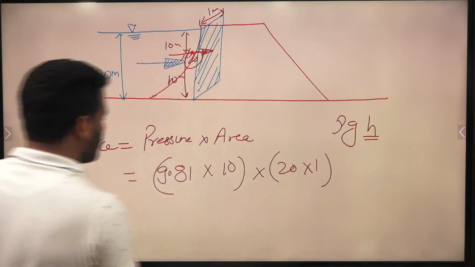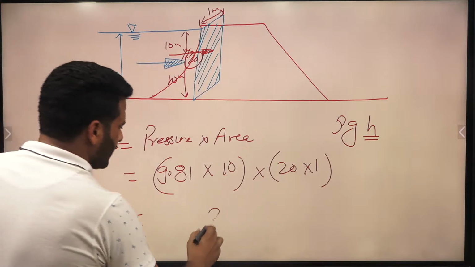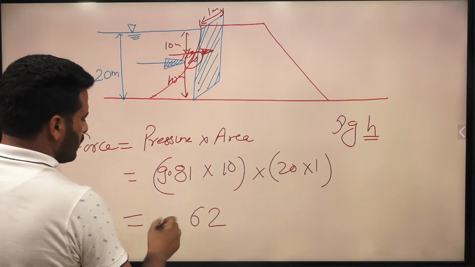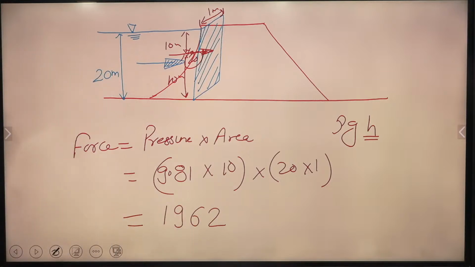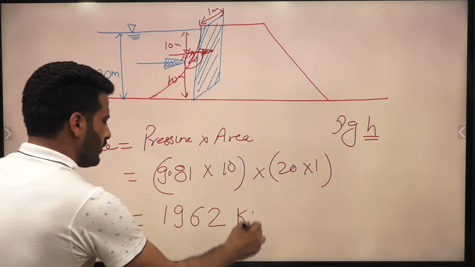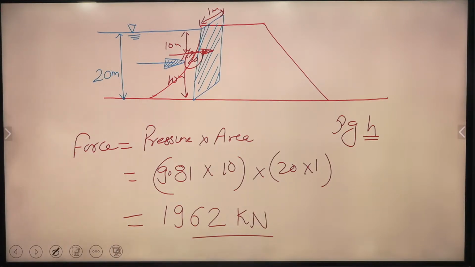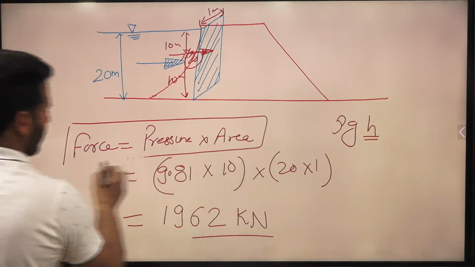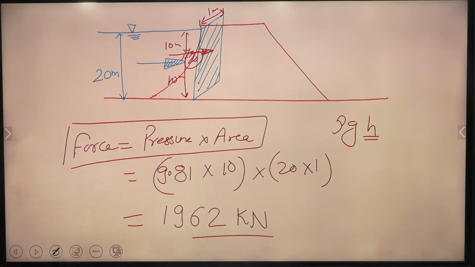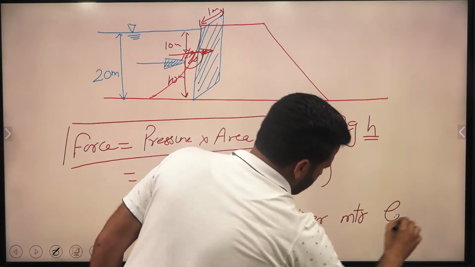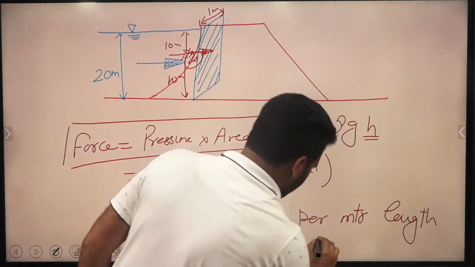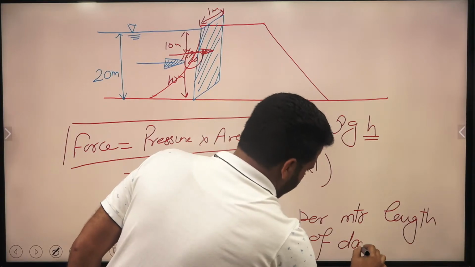So let me know, is this clear to you or not, guys? 2 1s are 2, 2 8s are 16, 2 9s are 18, so this is coming to be 1962. In kilonewton, this is the answer. Although this force is coming to be per meter length of the dam. This is per meter length of the dam.